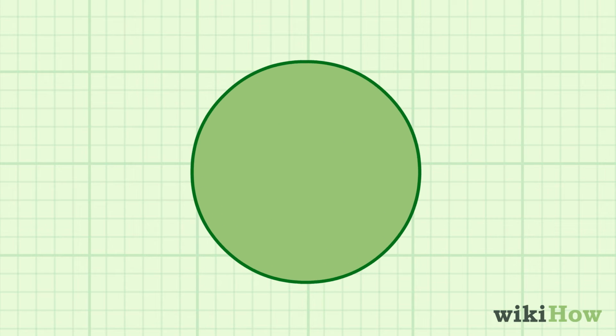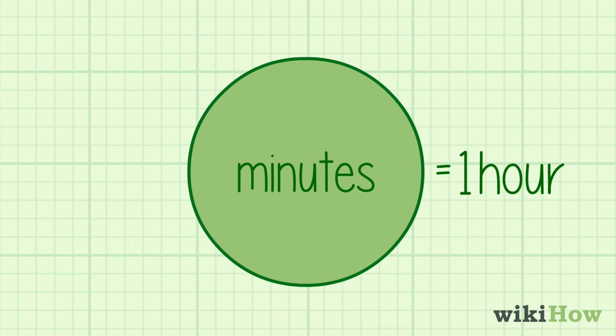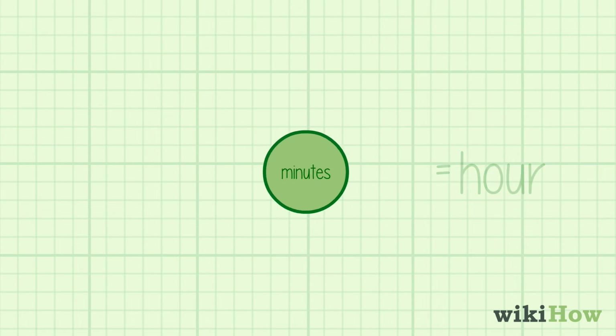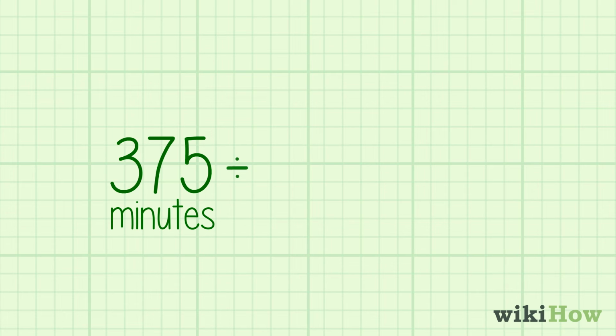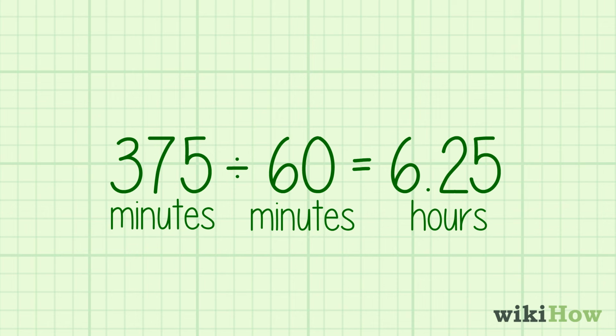You can also multiply the number of minutes by the fraction 1 hour over 60 minutes to get the same result. If the number of minutes isn't exactly divisible by 60, you'll get a result that contains a fraction of an hour. For instance, 375 minutes divided by 60 gives you 6.25 hours.